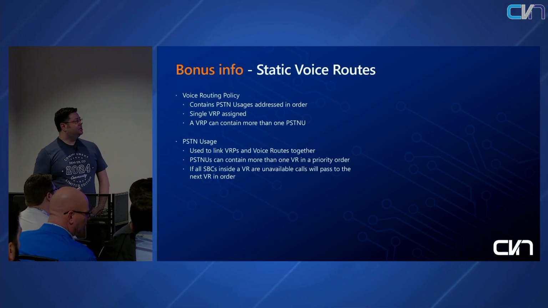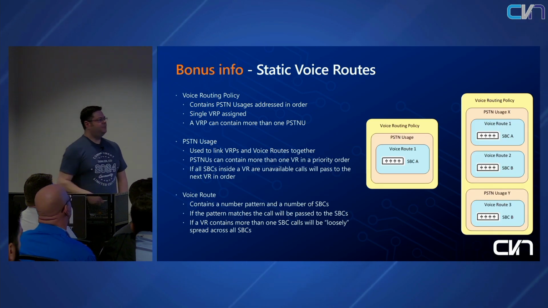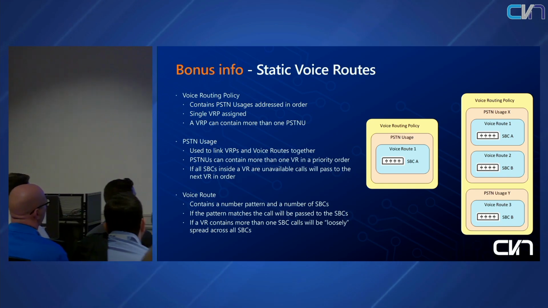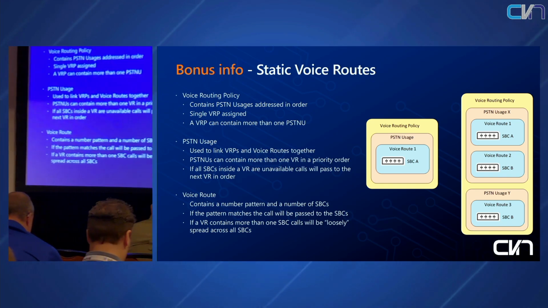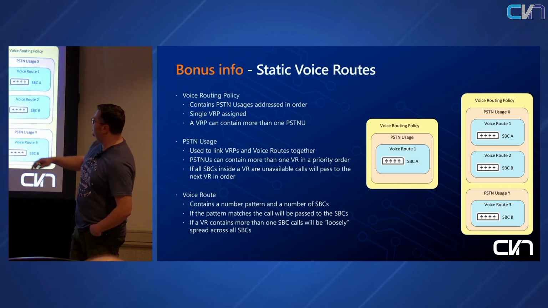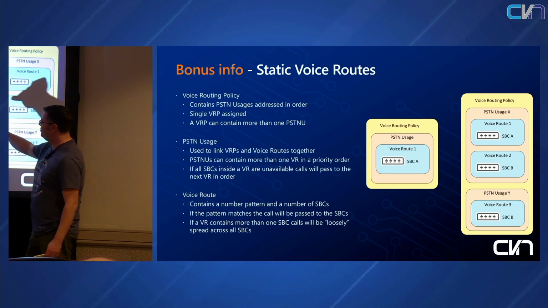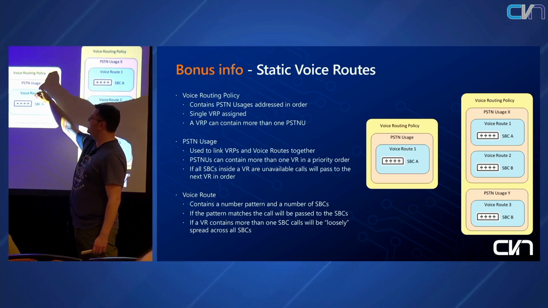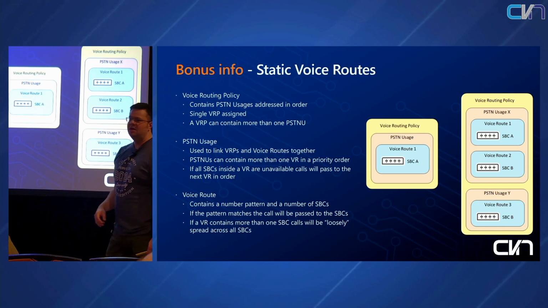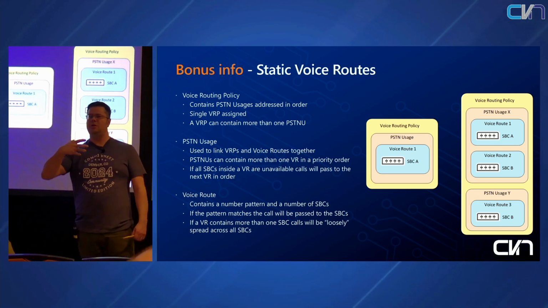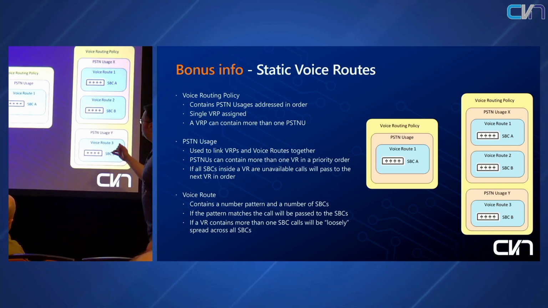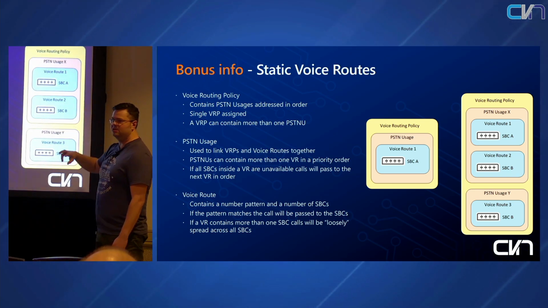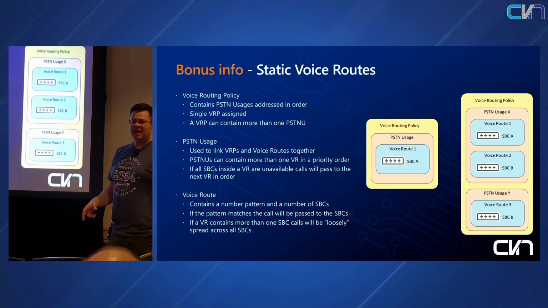Bonus information, let's just skip through this. This is quite a nice diagram that I like to show when I'm talking to a customer about direct routing and call flows, about how this sort of stuff works. I won't read through it, but essentially you have an SBC that lives inside a voice route. The voice route lives inside a PSTN usage, and the PSTN usage lives inside the voice routing policy. The voice routing policy is what you associate to your users, and so you can build these up if you want to. If you have more than one SBC in the same voice route, then it will round robin the calls against them.